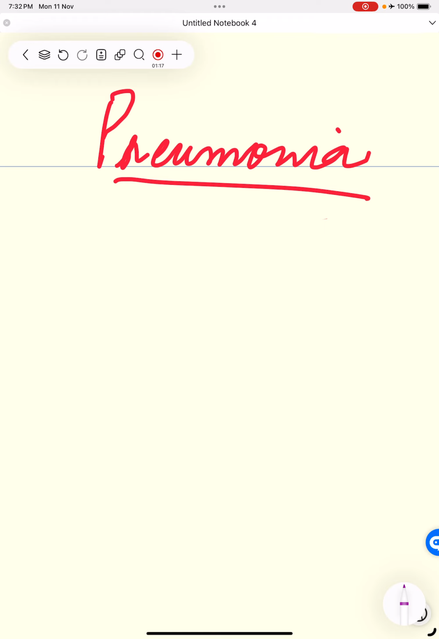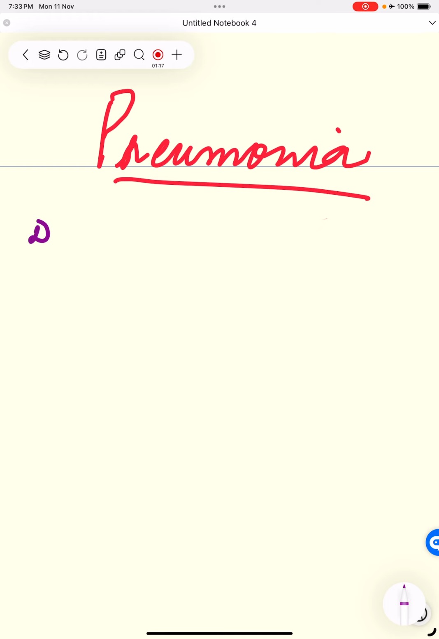We'll walk through the epidemiology. We'll see the microbiology part of pneumonia, and then how the patients will present, so signs and symptoms, and of course then what investigations to go for, and homeopathic therapeutics, what we can do as homeopaths.